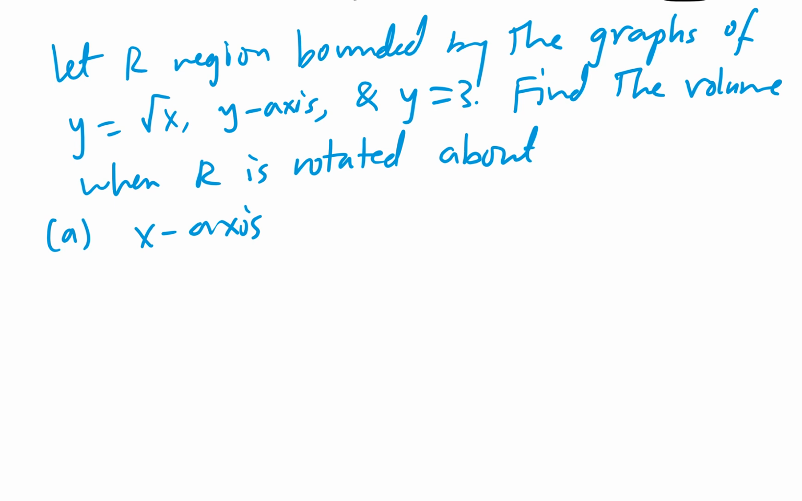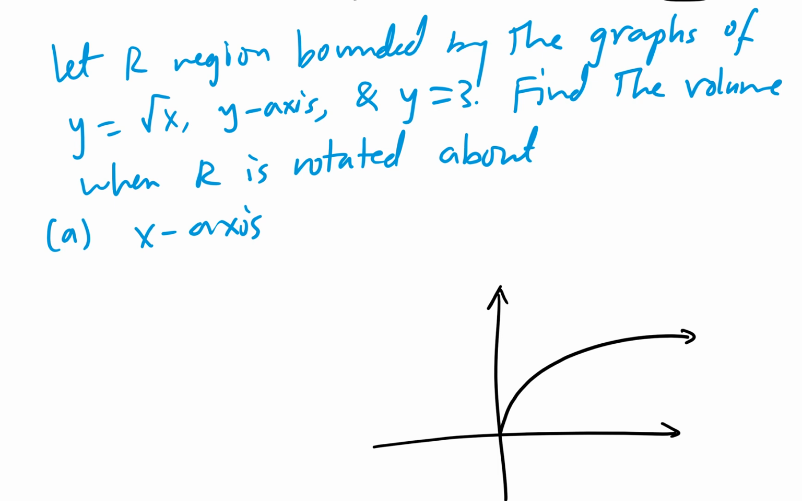Okay, so the graph is going to look like this: this is y equals square root of x, the y-axis, and y equals 3. So this is the region here, and it's about the x-axis. So I have to draw a vertical rectangle. So I have dx.